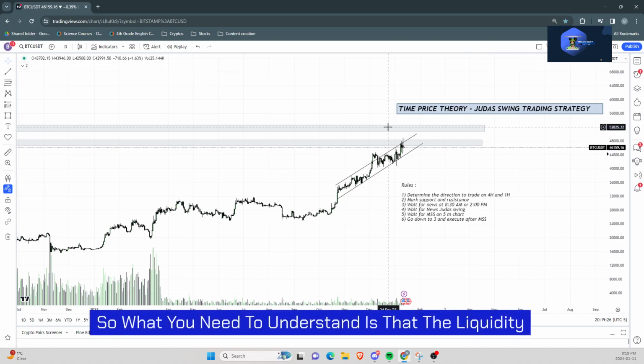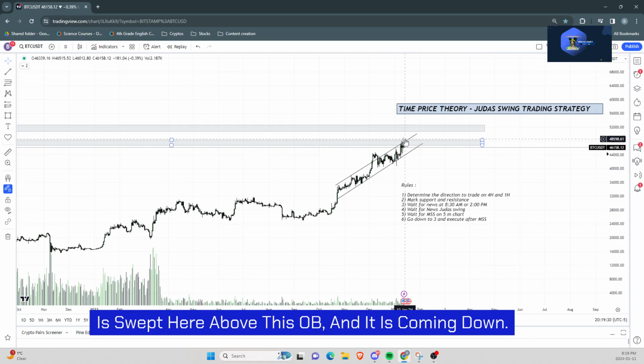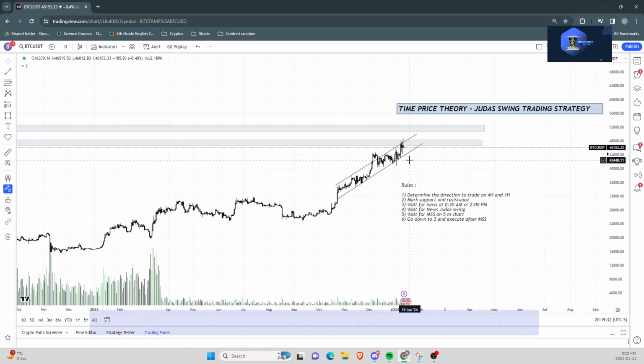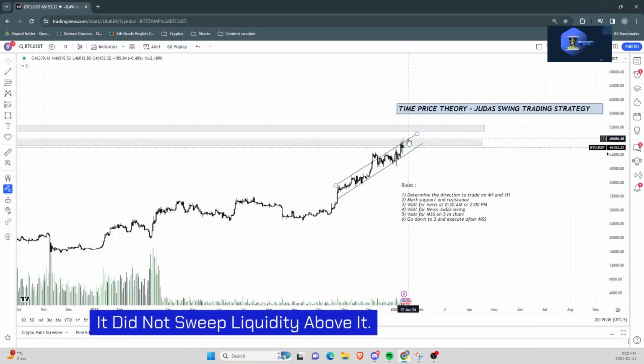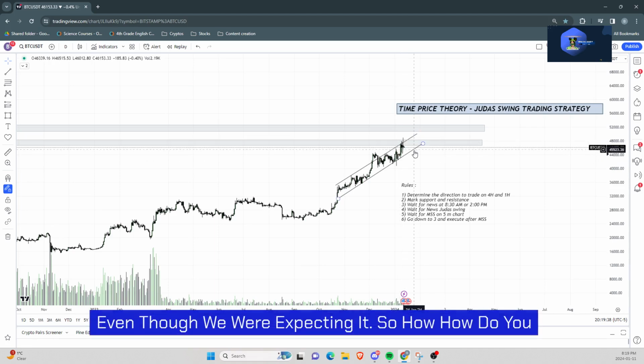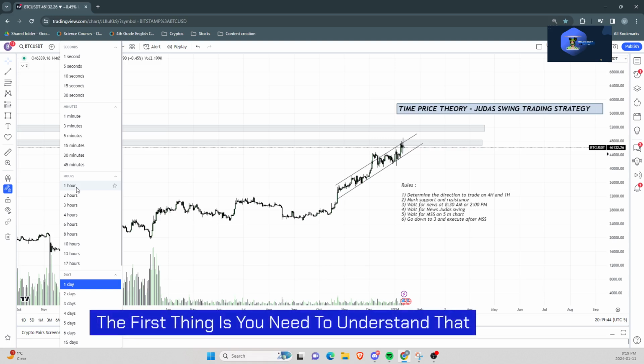So what you need to understand is that the liquidity is swept here above this OB and it is coming down. Right now you see it, but in the morning it did not sweep liquidity above it, even though we were expecting it. So how do you know that it was going to do that? The first thing is you need to understand that liquidity is there above all resistances.